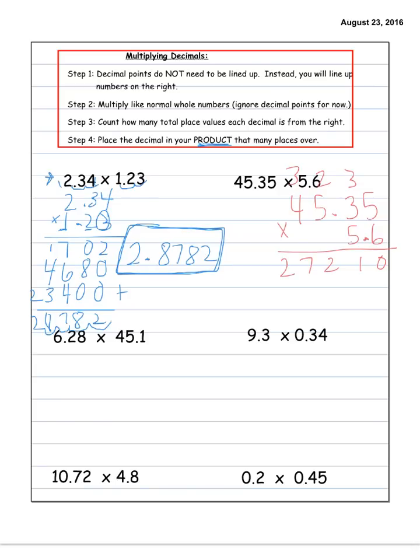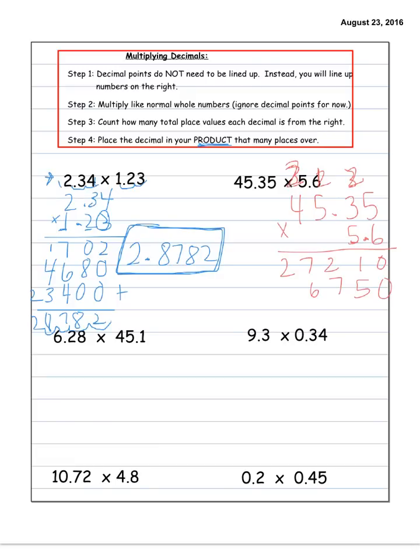Now we're moving on to our 5 here. So again, we're moving over 1 spot, so we have to put that 0 in for our placeholder. And now we multiply 5 by all of our top numbers. 5 times 5 is 25. Regroup our 2. 5 times 3 is 15, plus that 2 is 17. Regroup our 1. Again, 5 times 5 is 25, plus the 1 that we regrouped is 26.